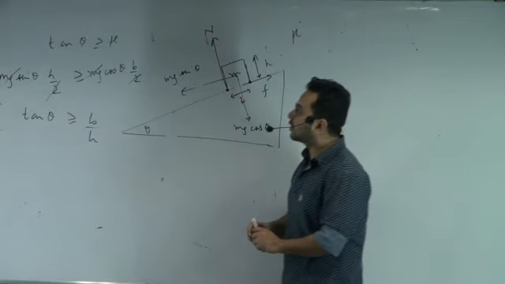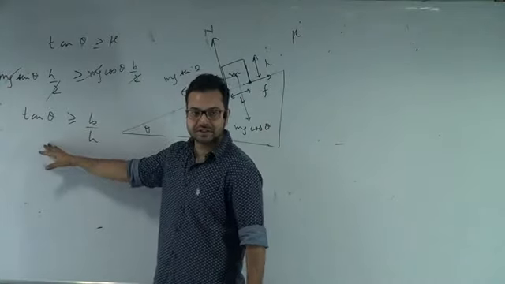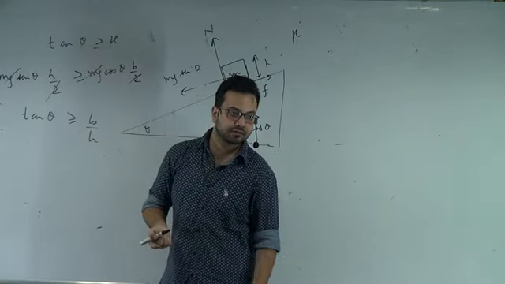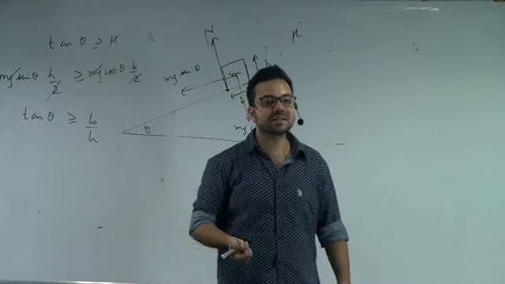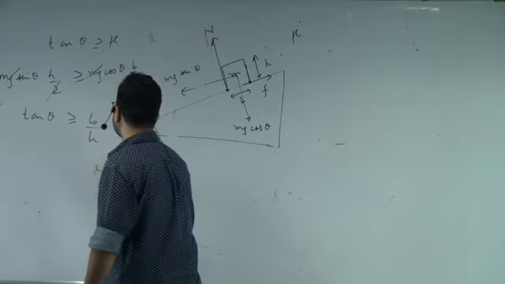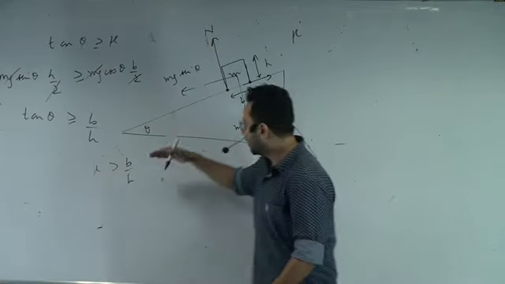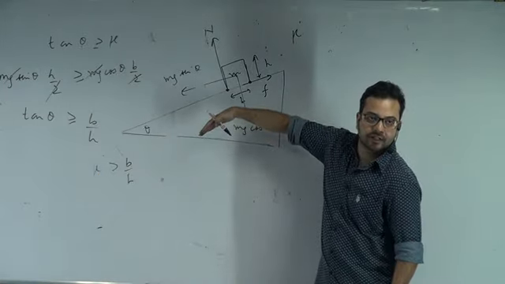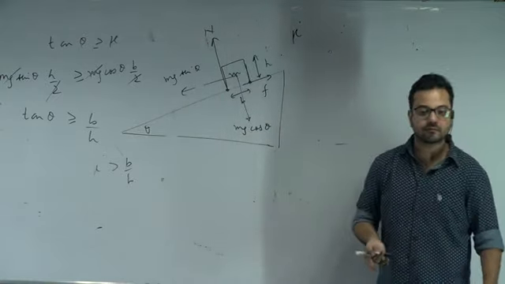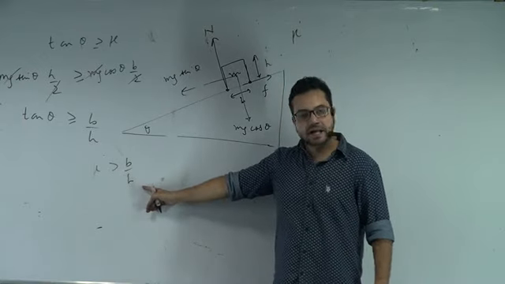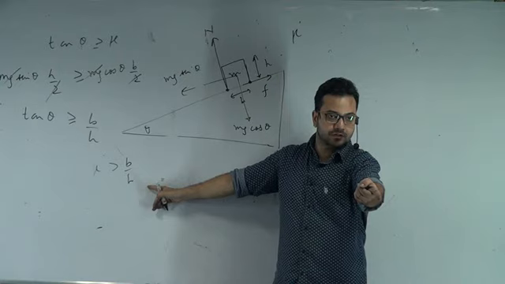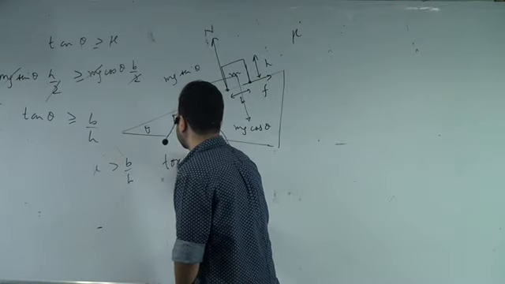So what do you understand from here? It will depend on which is greater: is mu greater or is b by h greater? If mu is greater than b by h, then as theta increases, tan theta increases. Which value will tan theta reach first? b by h first. So what will happen? It will topple first. Is that correct?